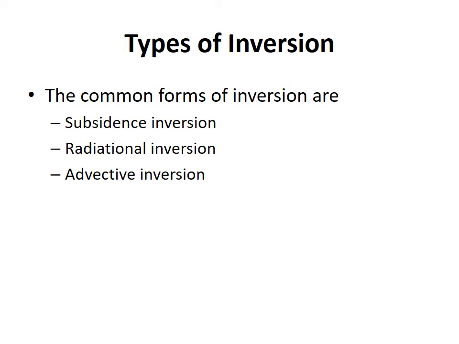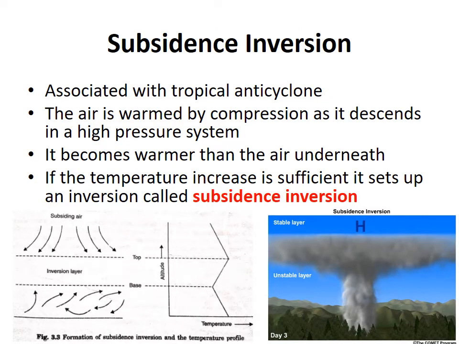Types of inversion. The common types or forms of inversion are subsidence inversion, radiational inversion, and advective inversion. Subsidence inversion is associated with tropical anticyclone. As we know, cyclonic condition means a low pressure area being surrounded by a high pressure area. But anticyclonic condition means a high pressure area being surrounded by a low pressure area.